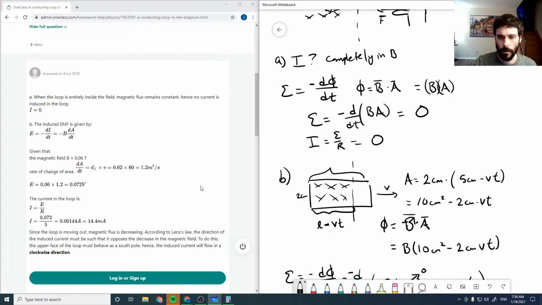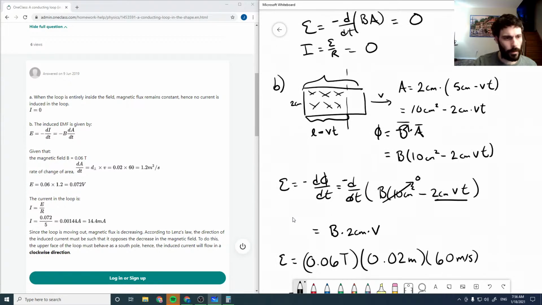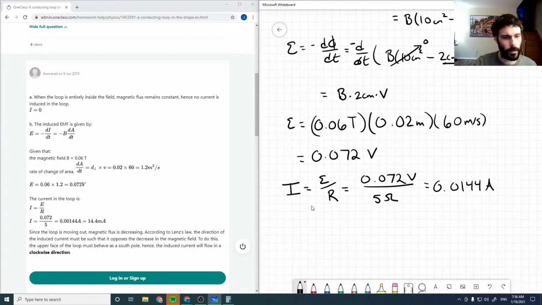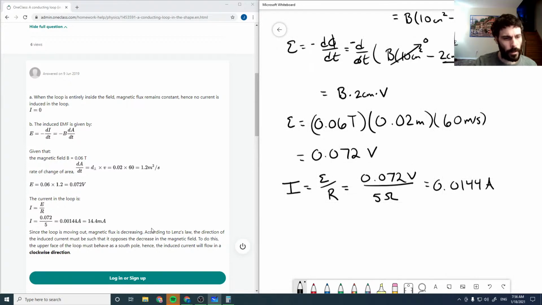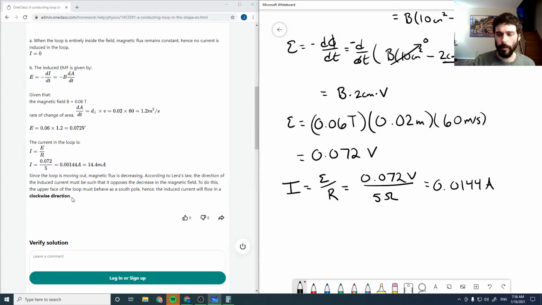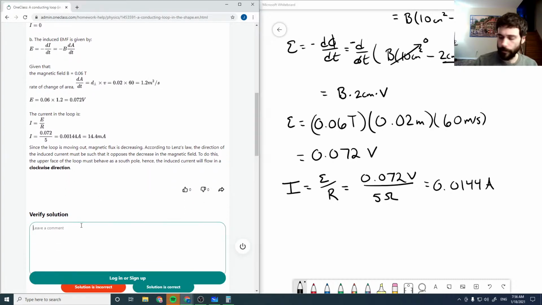Okay. And so our EMF is 0.072 volts, and our current is 14.4, and the direction of positive current will be in the clockwise direction. So that looks good. So that's correct.